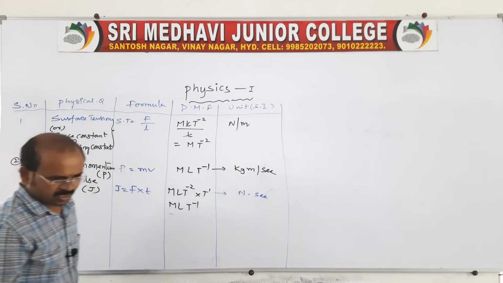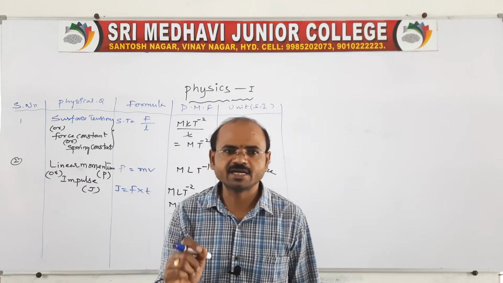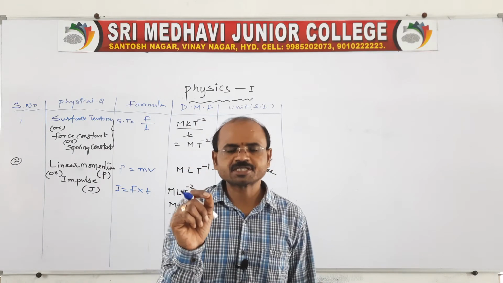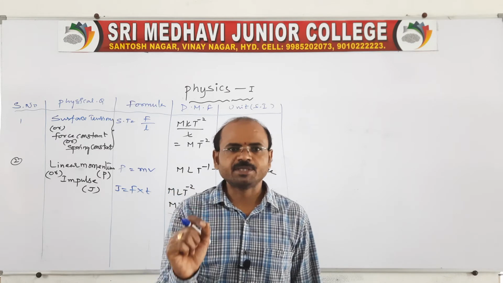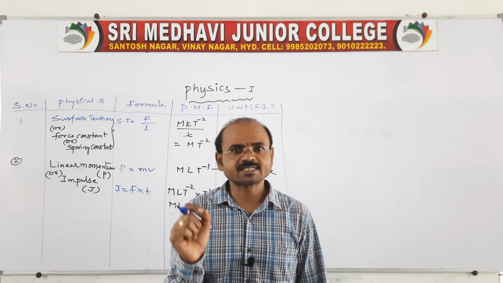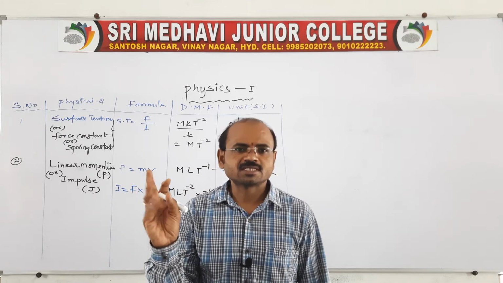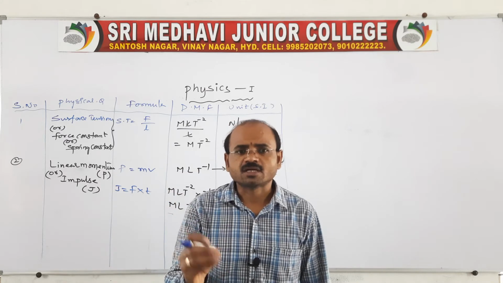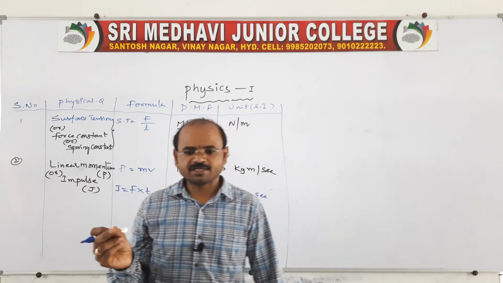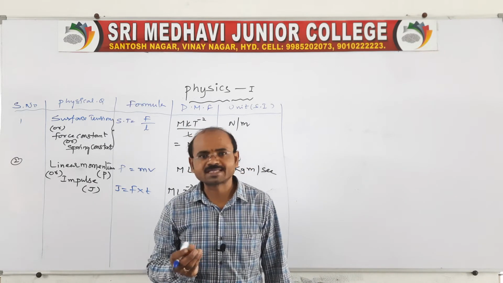The constants which have a dimension, we can call dimensional constants. If a constant does not have a dimension, we can call it a dimensionless constant. Some constants have dimensions, some do not. So now I am giving the constants which have a dimension. The constant which has a dimension we can call a dimensional constant.